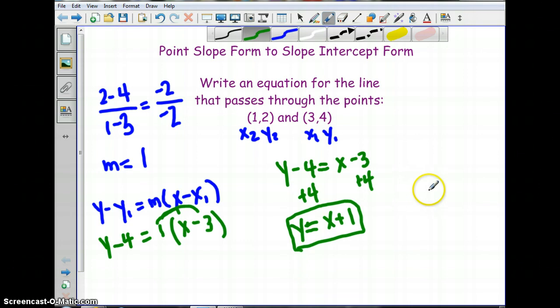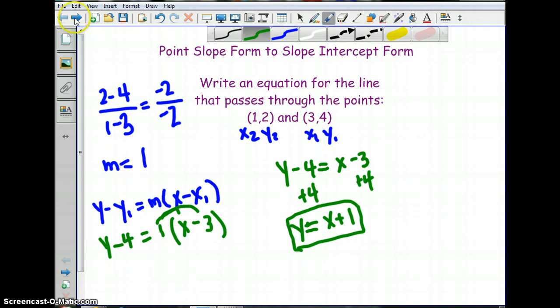Now that's a lot faster than pulling out some graph paper, graphing the points, counting the slope, finding the intercept. So that's why we do this, to get that equation quicker.